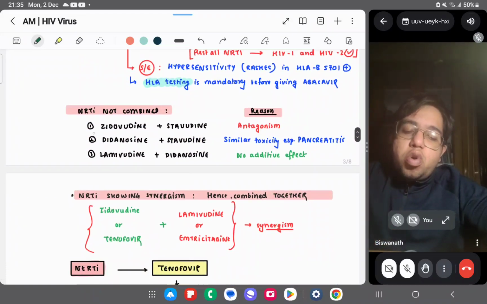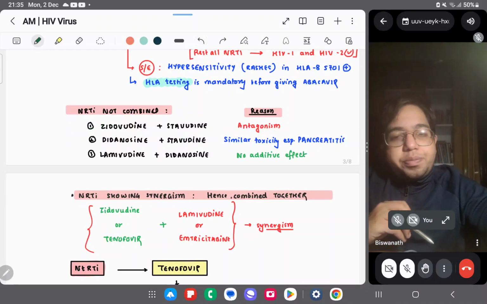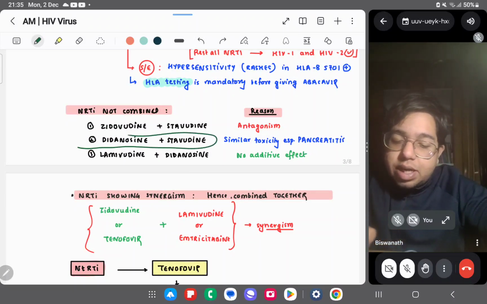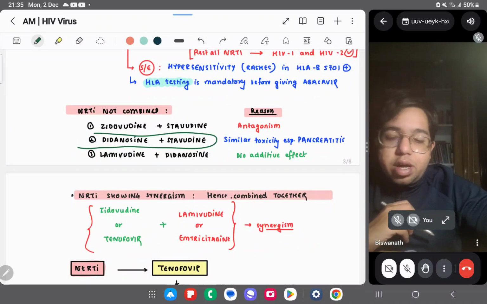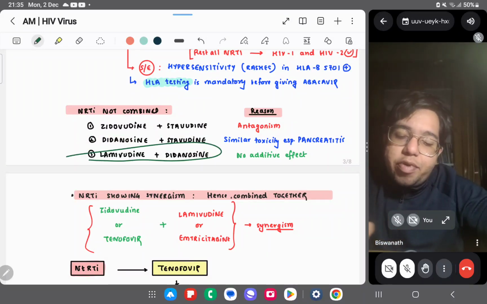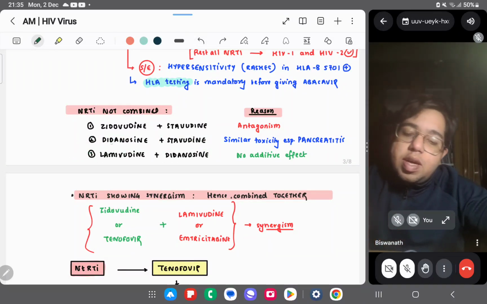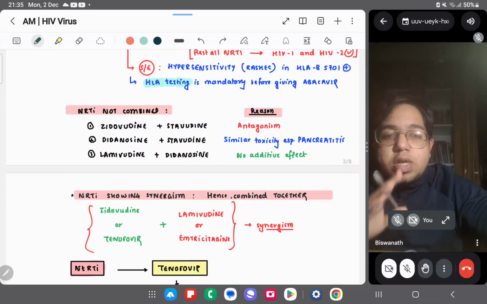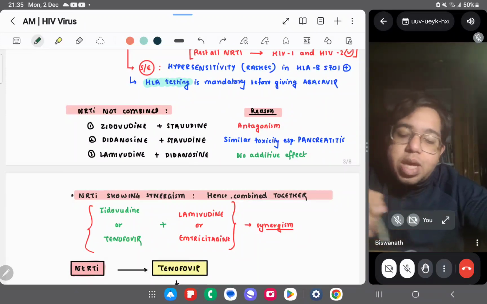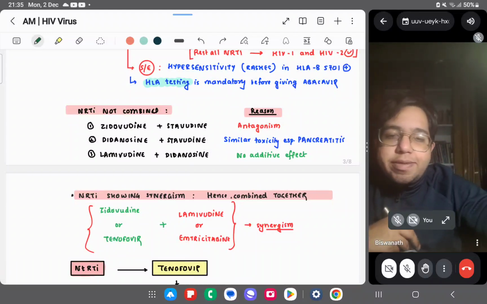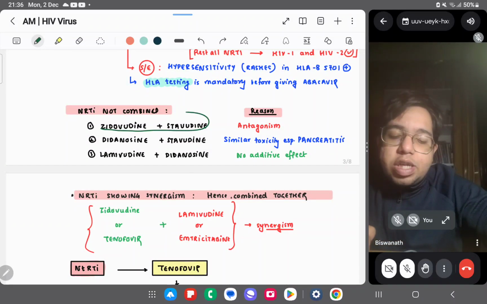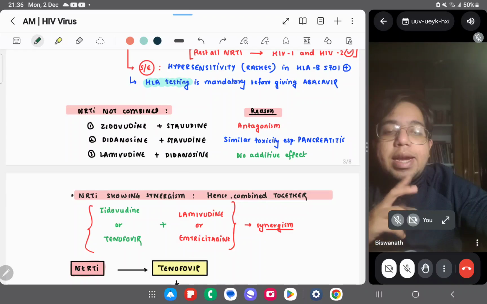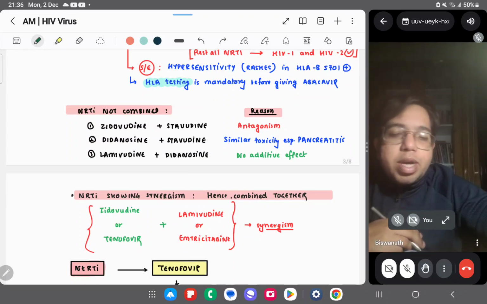Okay. Don't combine Zidovudine and Stavudine. Don't combine Didanosine and Stavudine. Okay. And don't combine Lamivudine and Didanosine. Okay. So Didanosine and Stavudine are basically causing pancreatitis. Both are causing pancreatitis, so don't combine. Lamivudine and Didanosine have no specific benefits. And Zidovudine and Stavudine are basically antagonists. Okay. Because this is competitive, right? They will antagonize each other.